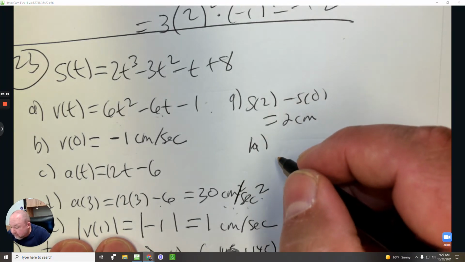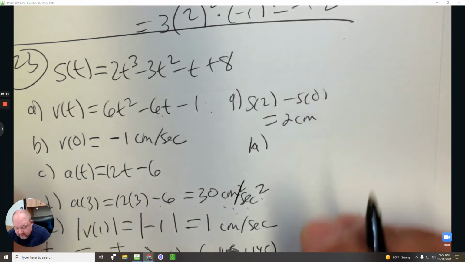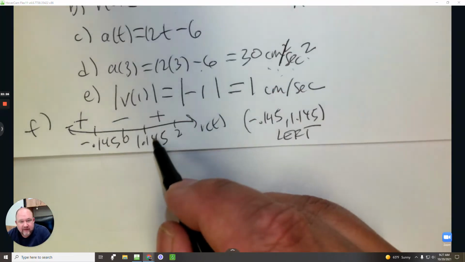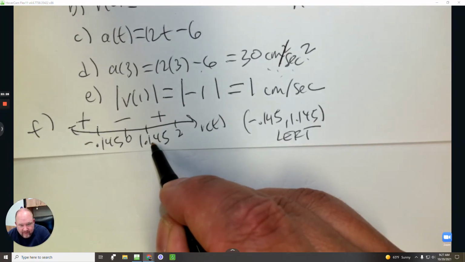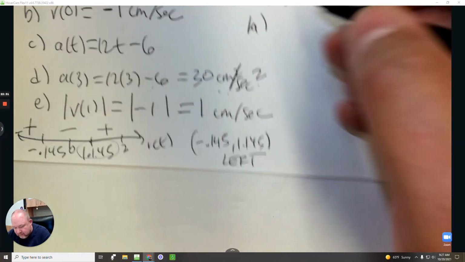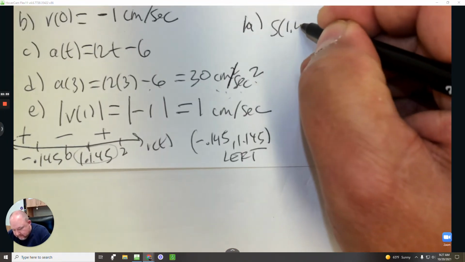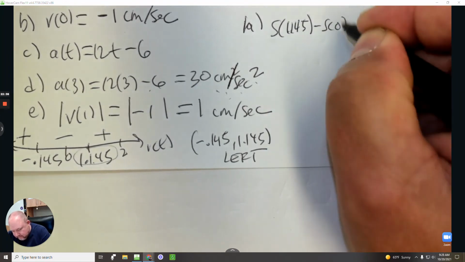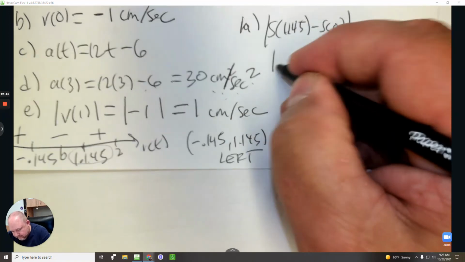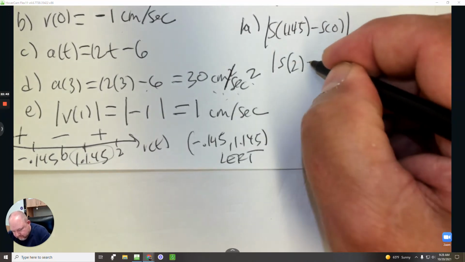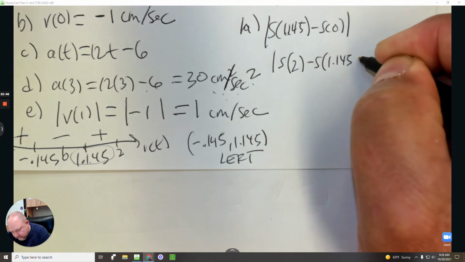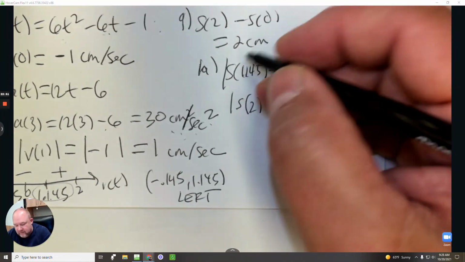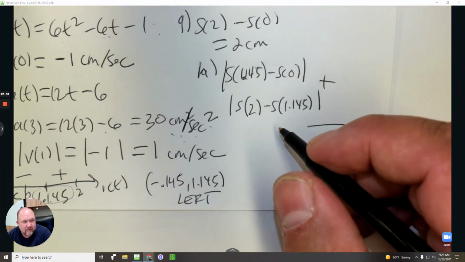Where are we at? H. What is the object's total distance between 0 and 2 seconds? So between 0 and 2 seconds, the object changes direction here. So I need to use that number and set it up twice. And it's always a positive number. And then you add that up. So what's the position at 1.145 and at 0?